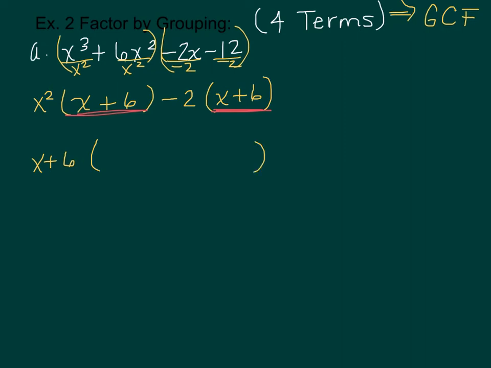So I'm going to divide both by x plus 6. And you're left with x squared minus 2. And remember, since it's two terms, you're going to put this one in parentheses as well. And that's your final answer.